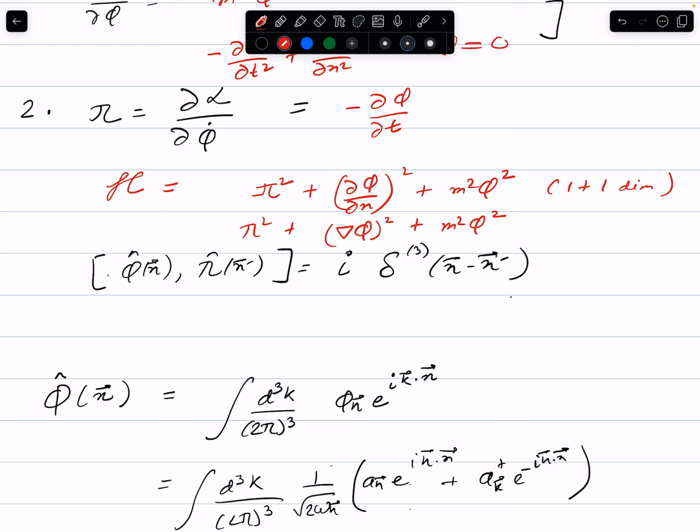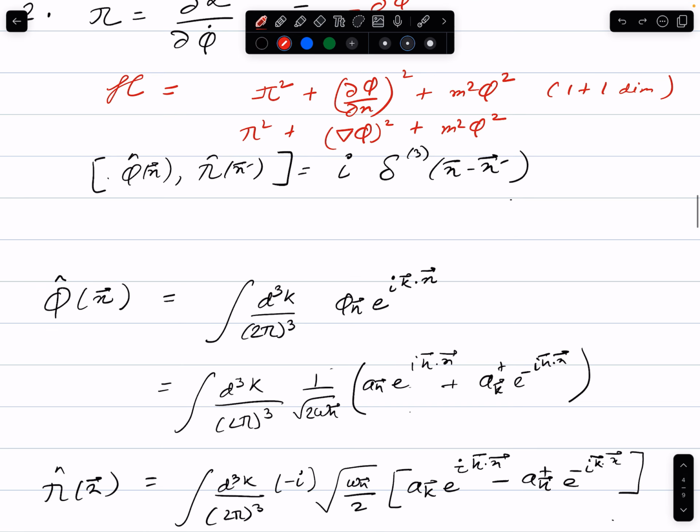Okay. So now to go to the quantum theory, all we have to do is impose this canonical quantization relation. So now I make phi and pi into operators, and I demand that they satisfy this. And then I will have to write the Hamiltonian in this form, and then I will define quantum theory.